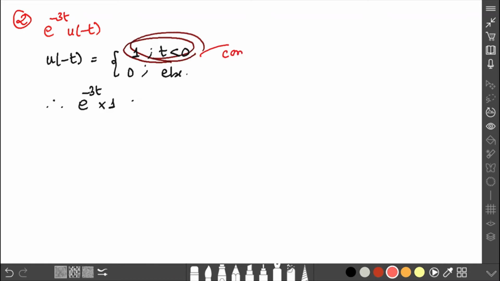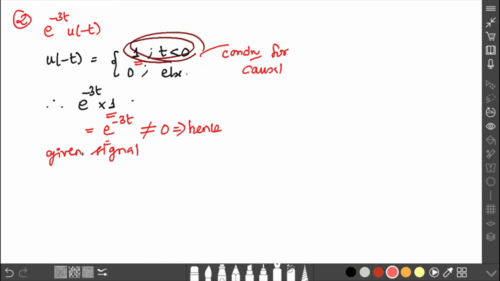So it does not satisfy the condition of causal, where it is to be 0 for t less than 0. When you substitute u of minus t, it becomes e power minus 3t itself, which is not equal to 0. Hence the signal is non-causal. This is how you have to write for each and every 2 marks. Given signal is non-causal.